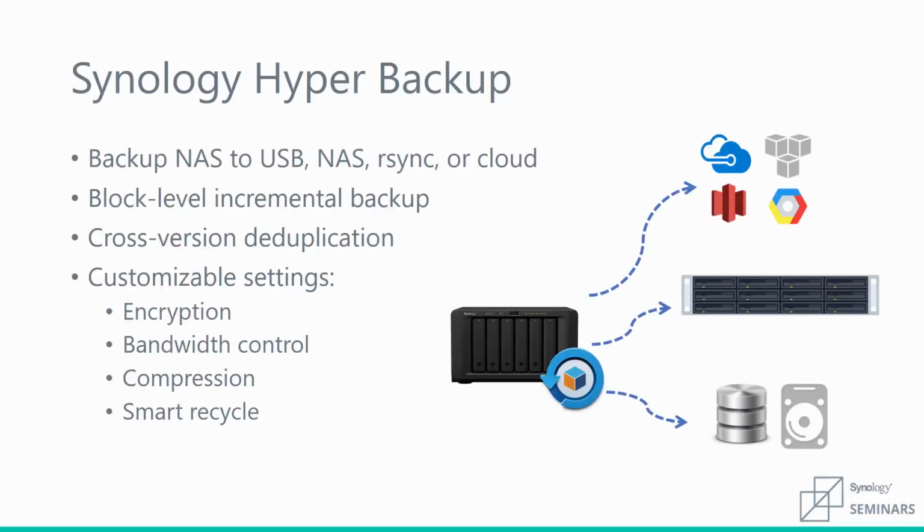We're going to start off with Hyper Backup. This package allows you to back up your NAS to a USB drive, another NAS, an rsync server, or a cloud provider. You can have block-level incremental backup that leverages cross-version deduplication. We also have some very useful customizable settings ranging from encryption to bandwidth control to backup compression to smart recycling. Hyper Backup is the core NAS backup utility that we offer, and I highly recommend you check it out if you have not already. We're going to move into a demo here to show you how it works.